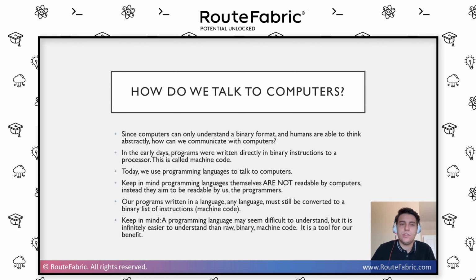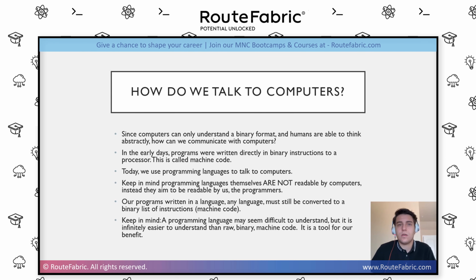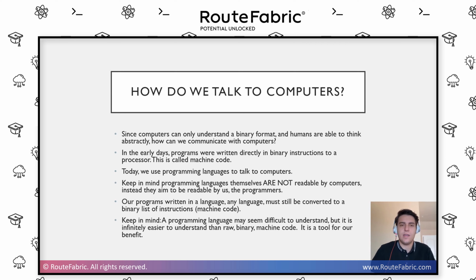So today we are able to use things like programming languages to talk to computers. And it's very important to keep in mind that programming languages themselves are not readable by computers. So if you write a source file in C++, Java, C, whatever it may be, the computer can't actually execute and read that source file. Programming languages exist for us to understand and make it easier to talk to the computer. So they're not really aimed around the computer. A lot of people think programming is difficult and hard to understand, but really programming is designed to make it easier to understand how to write software.